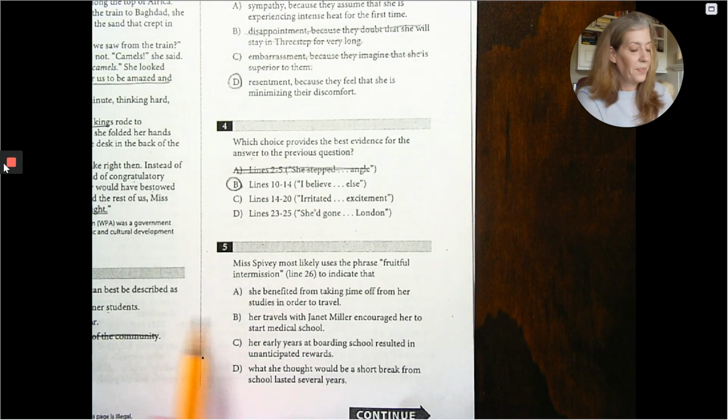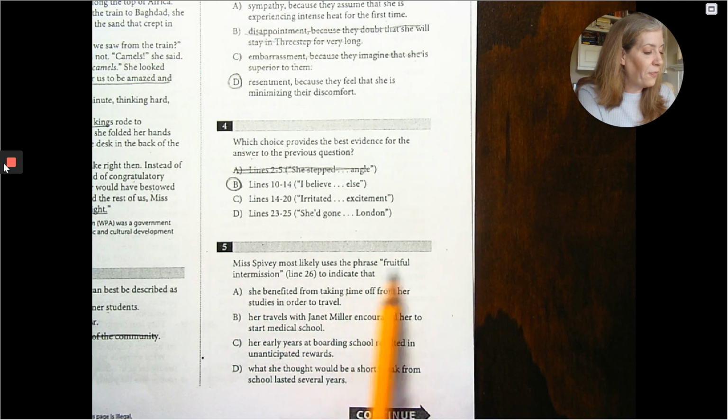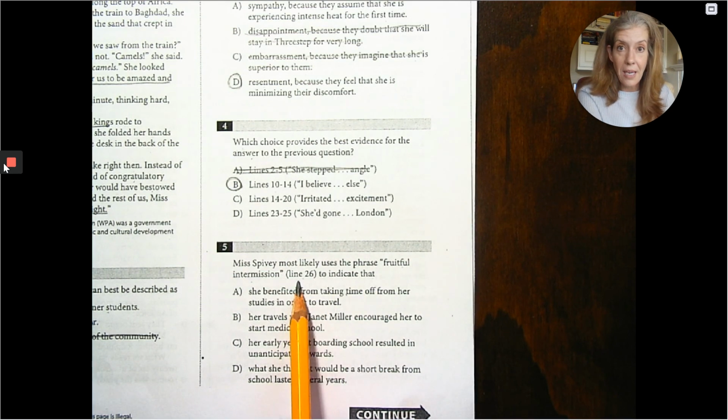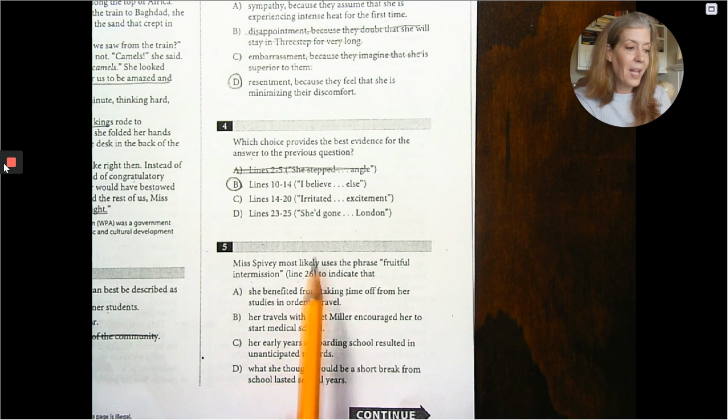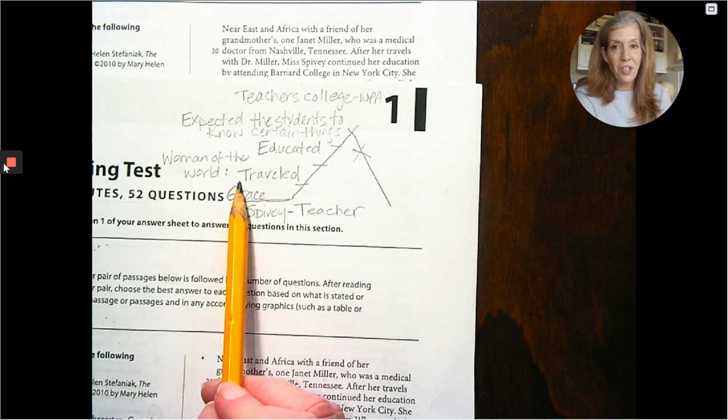Question 5. Miss Spivey most likely uses the phrase "fruitful intermission" on line 26 to indicate that... Because the SAT test right here made reference to line 26, a lot of people are going to switch back to line 26 and reread this line. Sometimes that's necessary. But this time, let's see if we can answer it without flipping back, again using the process of elimination. And let's remember the information that we wrote.